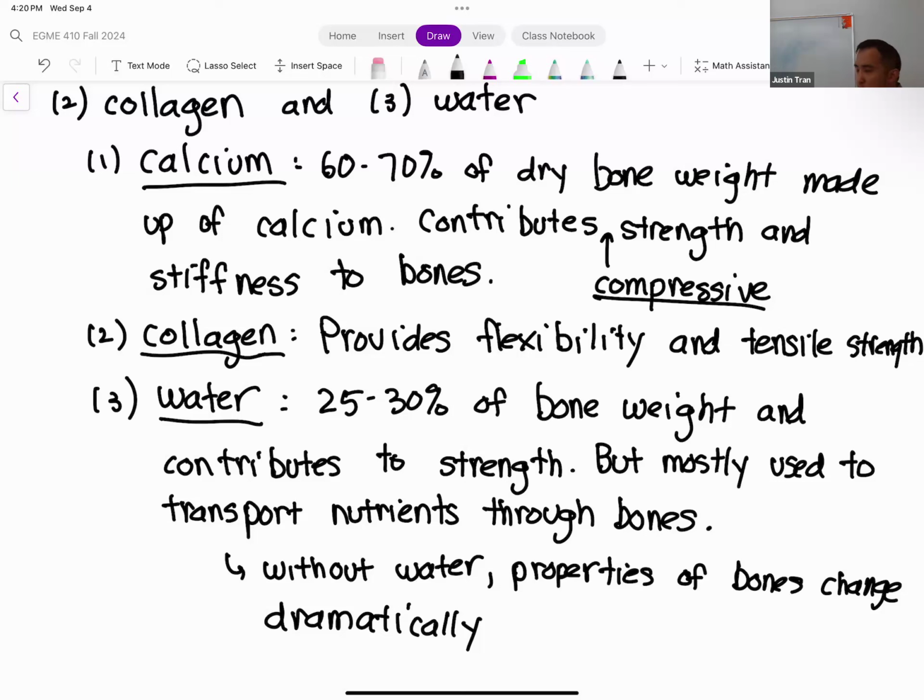And so what scientists have found is that studying bones from cadavers or from bones that have lost the majority of their water really isn't effective, or accurate, because bones exhibit very different material properties when they're hydrated versus when they're not.